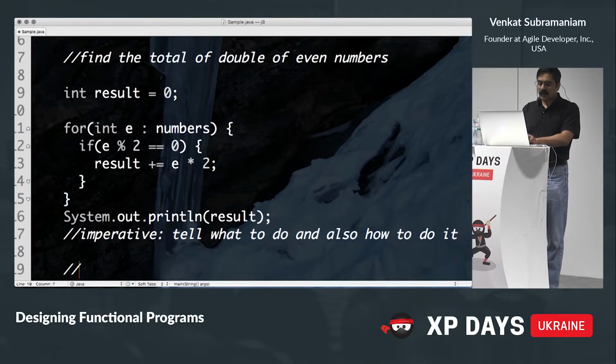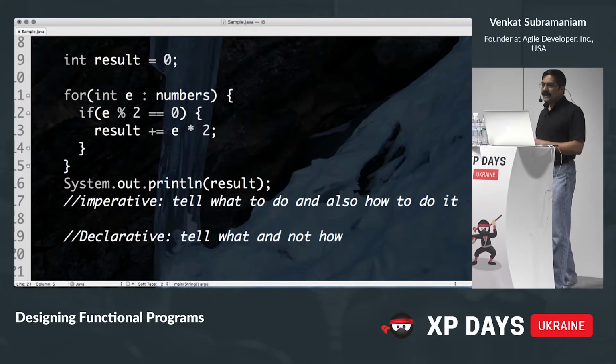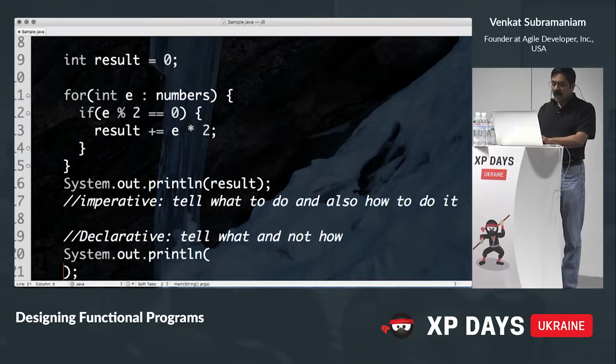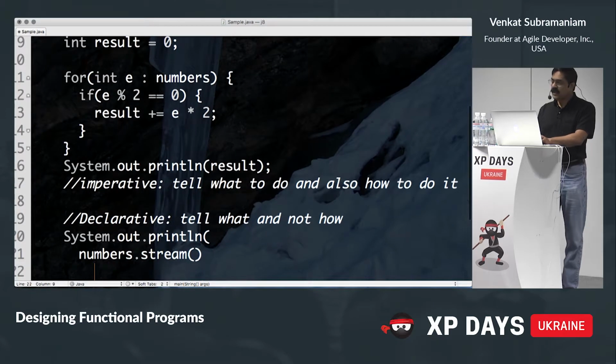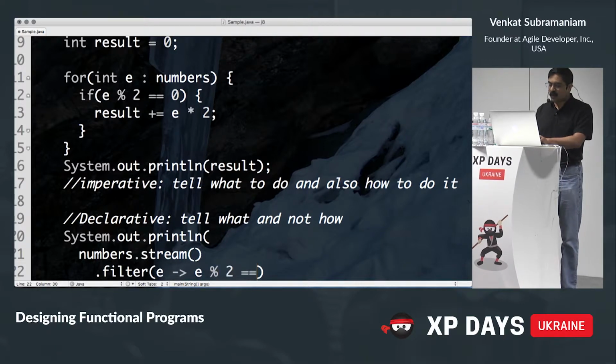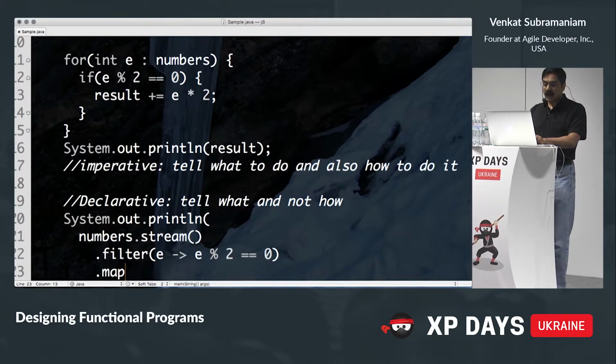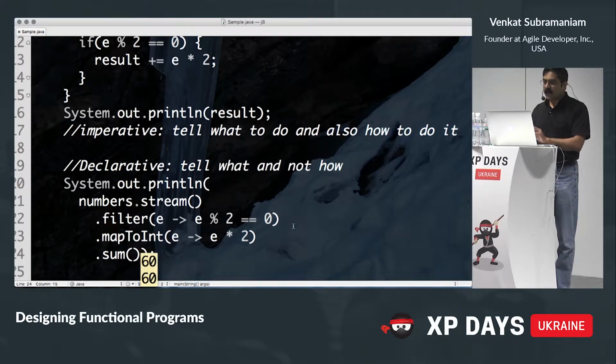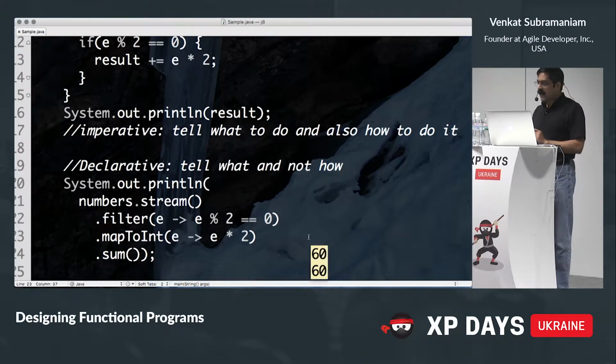But let's change the story here. We want it to be declarative and functional. Tell what and not how. So you want to tell what you want to do, but not how to do it. So what am I going to do in this case? I'm going to now start out and say numbers.stream. And I'm going to start with a stream. A stream is an internal iterator. And then I say filter, given an element, give me element mod 2 is equal to 0, only if true, then give me the value, otherwise not. Perform a map to, in this case, we'll ask it to map to int. Given an element, give me element times 2, then we'll perform a sum operation, and then we are simply done with it. And if you notice, the result of this code is also the same value of 60.